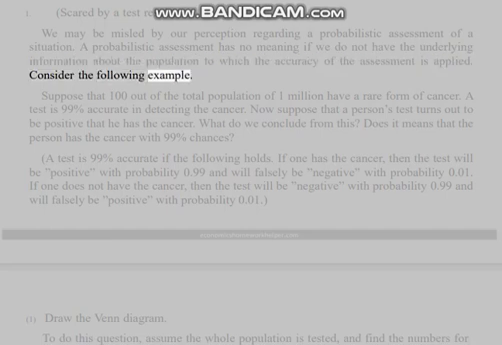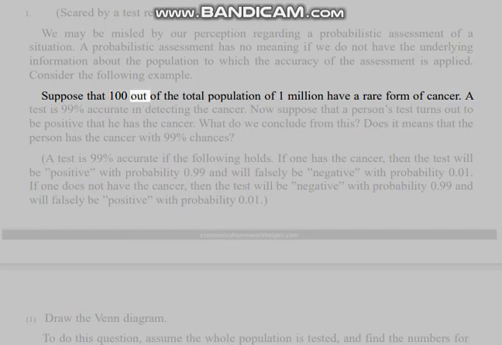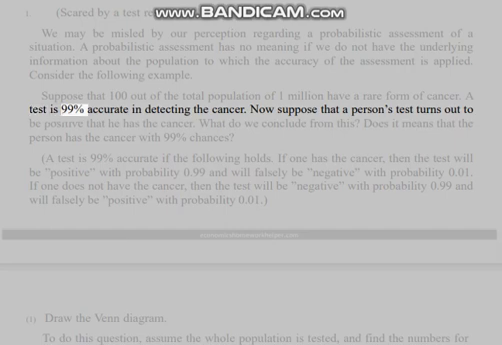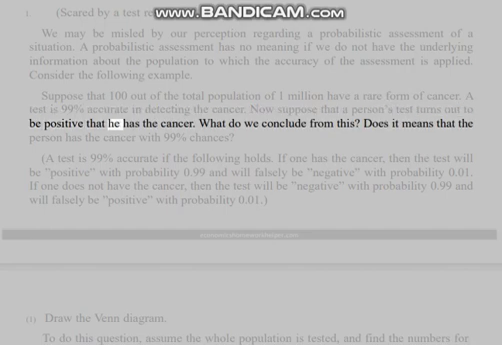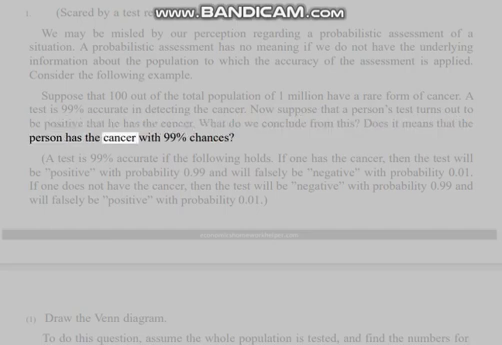Consider the following example. Suppose that 100 out of the total population of 1 million have a rare form of cancer. A test is 99% accurate in detecting the cancer. Now suppose that a person's test turns out to be positive for the cancer. What do we conclude from this? Does it mean that the person has the cancer with 99% chance?